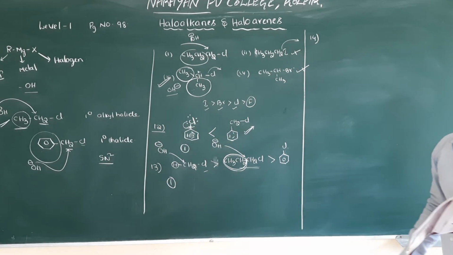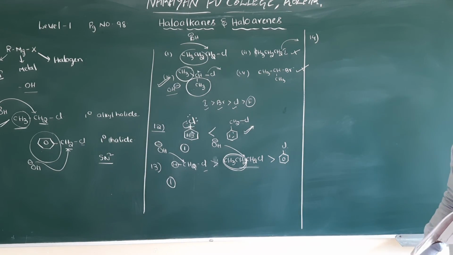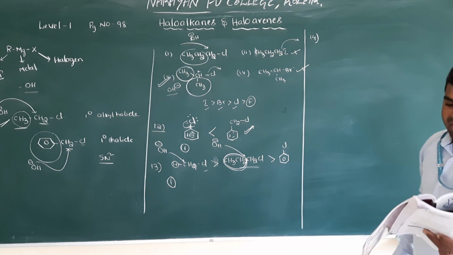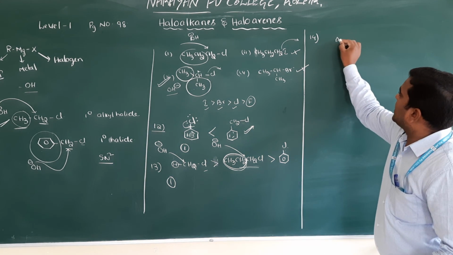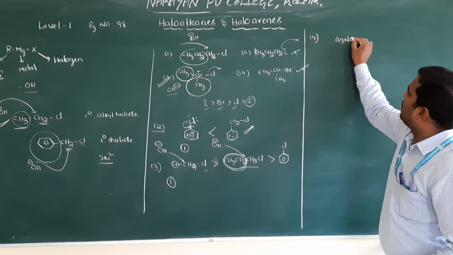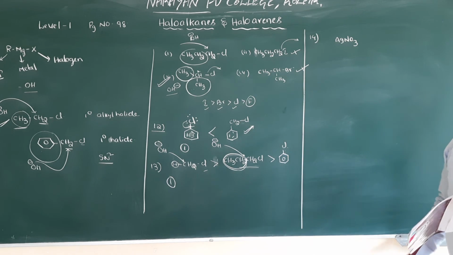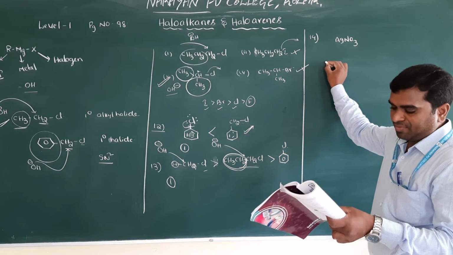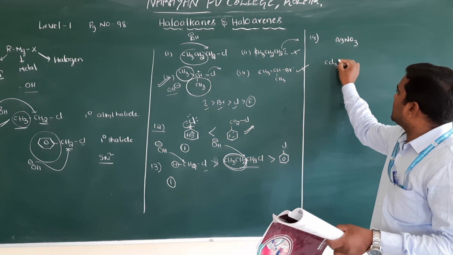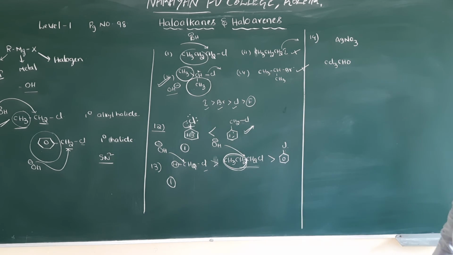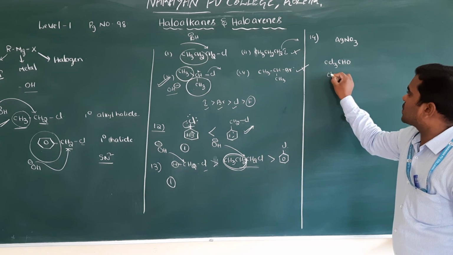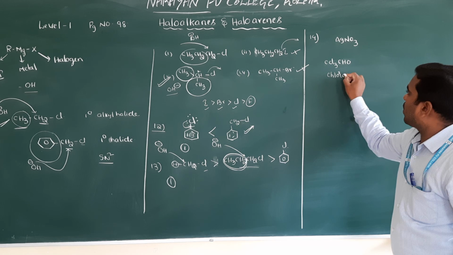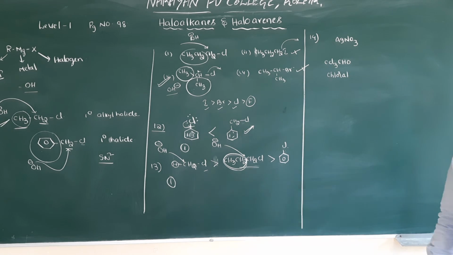See the question number 14. Which of the following compounds will make a precipitate most readily with AgNO3? So AgNO3 is there. So which one of these compounds will give a precipitate readily? You already know the options they have given here. CCl3CHO. Clear? And this we will call as chloral. What is the common name of this compound? Chloral.